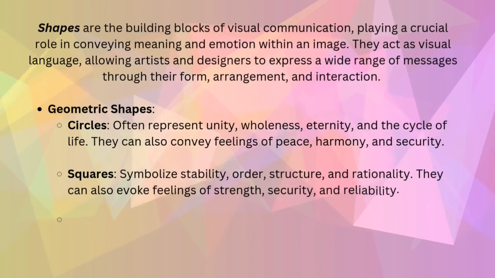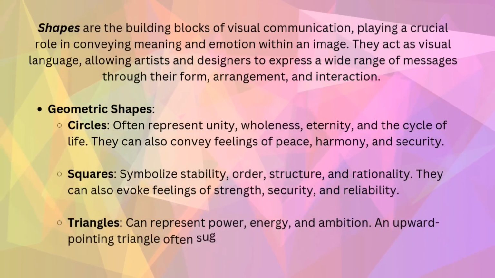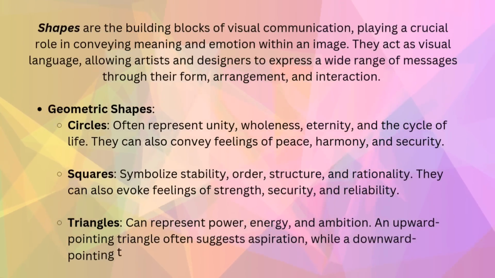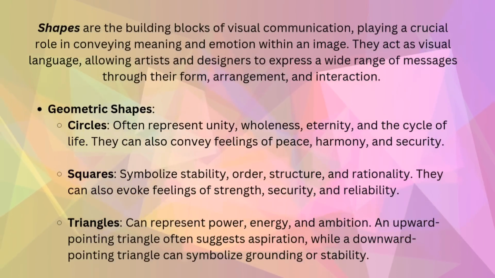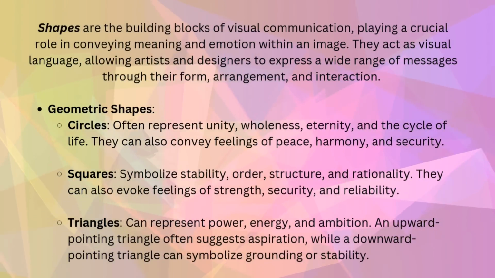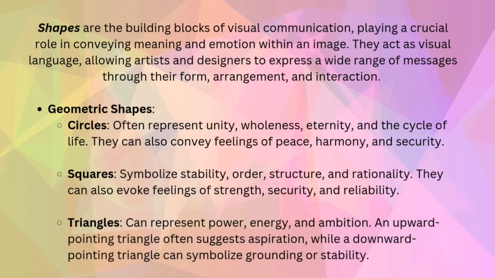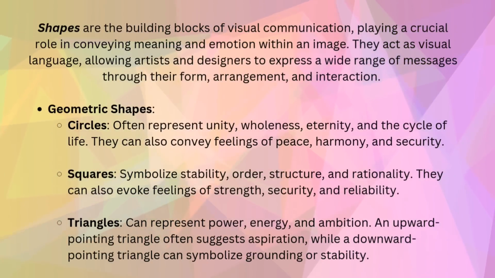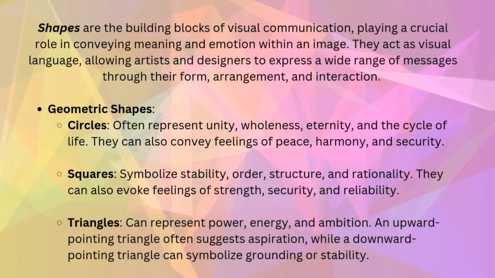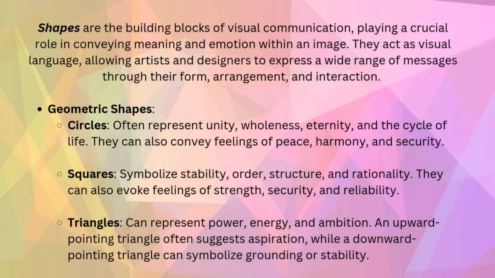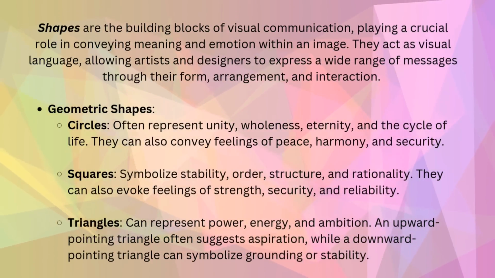So, for example, circles often represent unity, diba? Circle means equality, unity, wholeness, eternity, and the cycle of life. They can also convey feelings of peace, harmony, and security. Squares symbolize stability, order, structure, and rationality. They can also evoke feelings of strength, security, and reliability. Triangles can represent power, energy, and ambition. An upward-pointing triangle often suggests aspiration, while a downward-pointing triangle can symbolize grounding or stability.